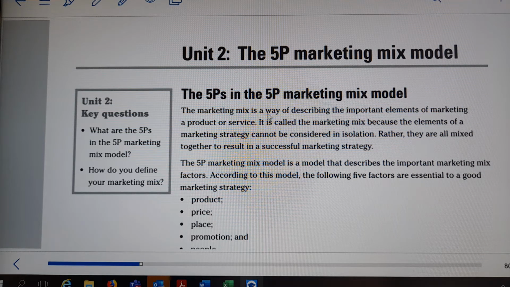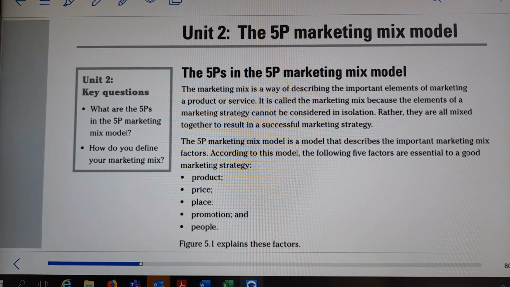The marketing mix is a way of describing the important elements of marketing a product or service. It is called the marketing mix because the elements of the marketing strategy cannot be considered in isolation. Rather, they are all mixed together to result in a successful marketing strategy. The 5 P's of marketing mix model.